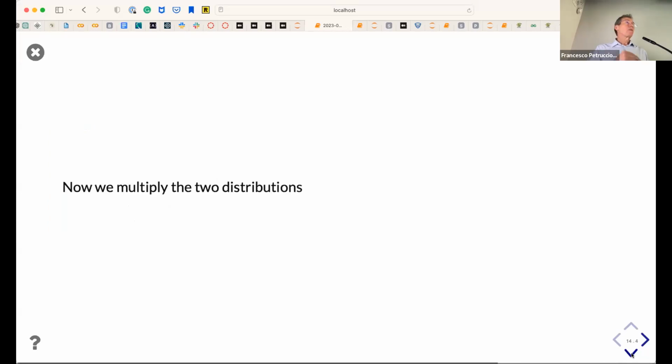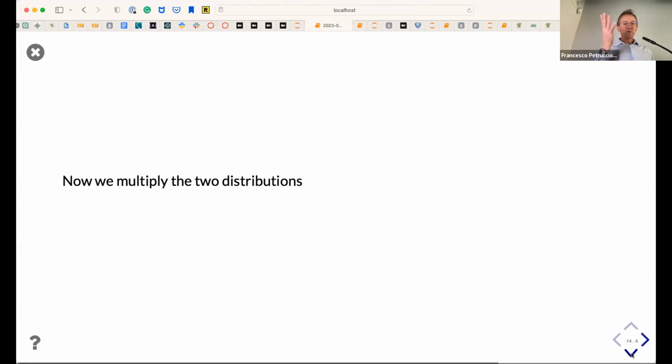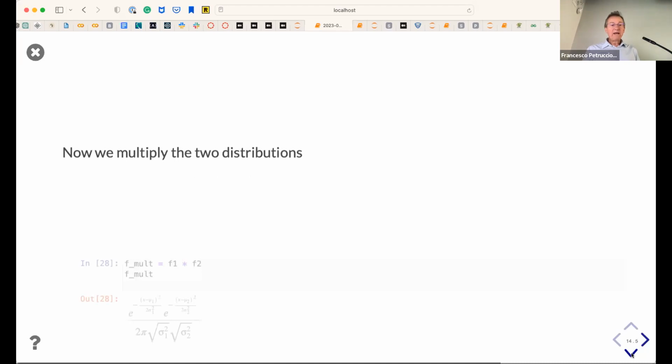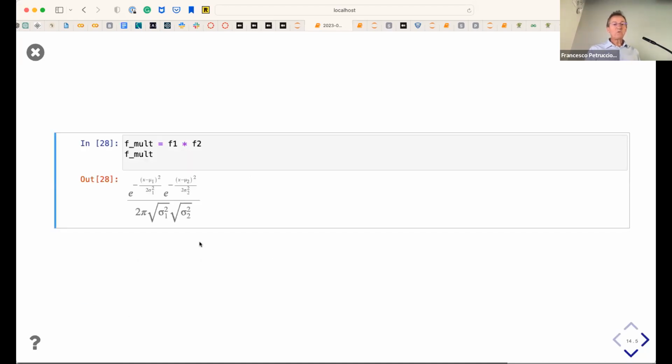Okay. So now I'm assuming you have both F1 and F2. Now we need to multiply them. If we multiply them, the first step is that it just takes the two Gaussian distributions and multiplies them. It doesn't do much with them. But we want to show that the product of two Gaussian distributions is again a Gaussian distribution.